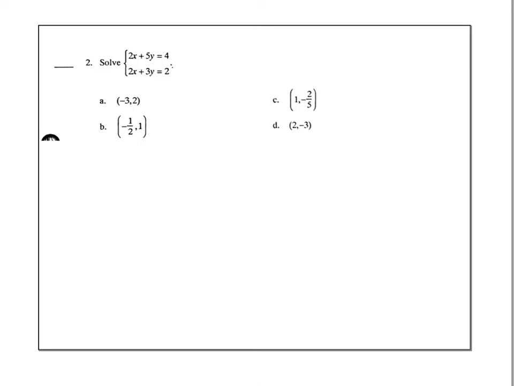Question number 2 says to solve 2x plus 5y equals 4 and 2x plus 3y equals 2. Remember, we have 3 methods to solve systems with: graphing, substitution, and elimination. Graphing, really and truly, we're only going to do that if they tell us to. Substitution, just like in question 1, we're looking for that variable that's either completely by itself or close. And elimination, we're looking for x's and y's to be lined up and for them to have either opposites or a pair that we can make opposites.